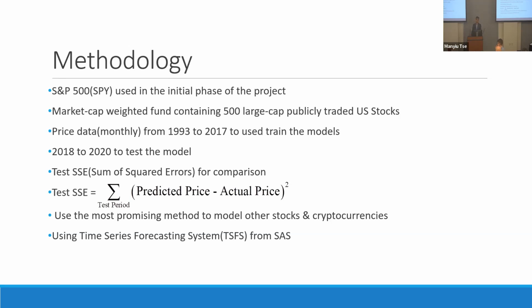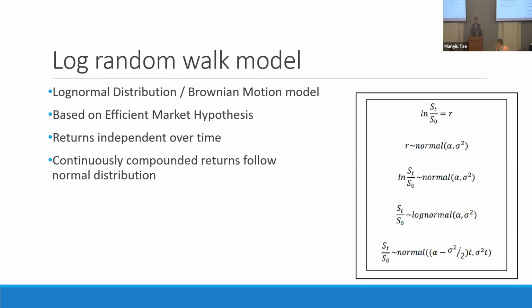And for most of the modeling I do, I'll be using the time series forecasting system, which is a plugin in SAS. So first, let me talk about the log random walk model. The log random walk model, also known as the log normal model or Brownian motion, is based on the efficient market hypothesis. The efficient market hypothesis believes that the stock price returns are independent over time, and that makes the continuously compounded returns follow a normal distribution, and thus the stock prices will follow a log normal distribution.